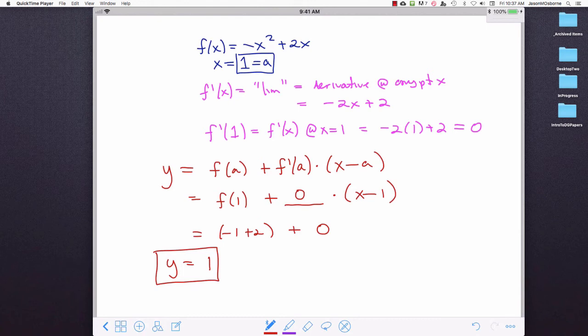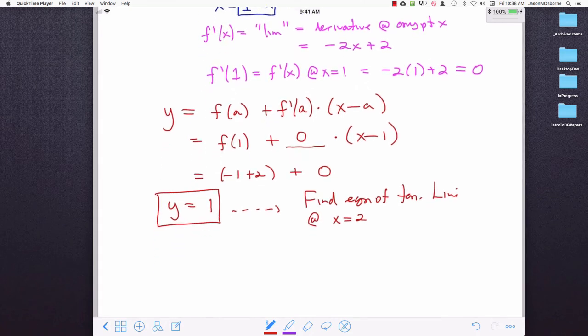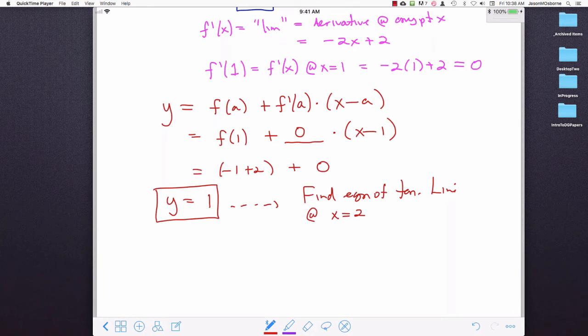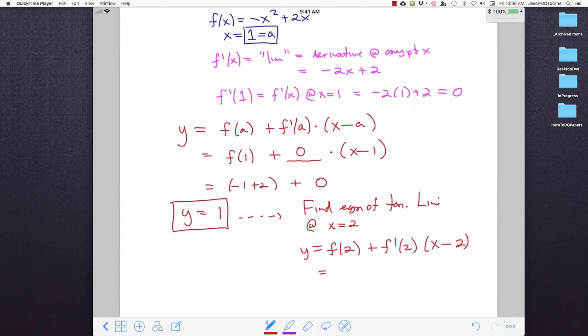You could have repeated this process to find the equation of the tangent line at some other value of x, x equals 2. You could have done the same thing. y would be the function evaluated at 2, plus the derivative of the function evaluated at 2 times x minus 2. And since we have the derivative function, there's no need to compute a limit anymore, because we found the limit for all possible values of x.